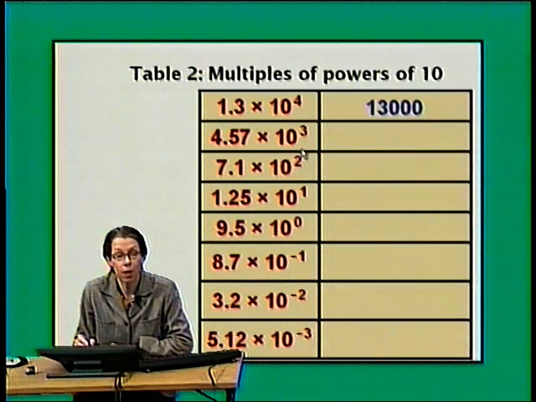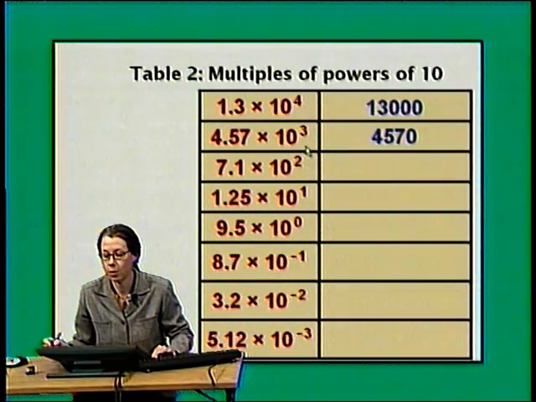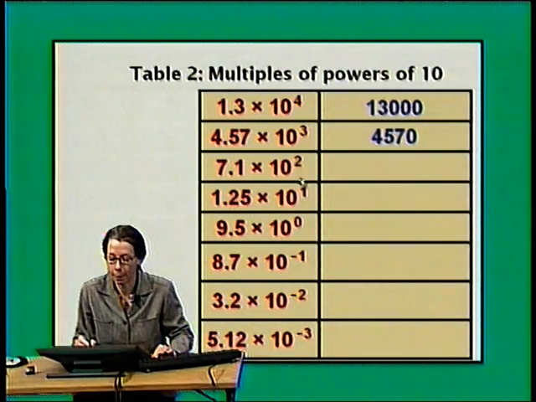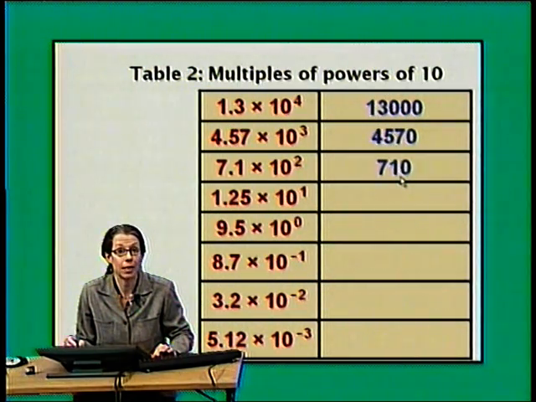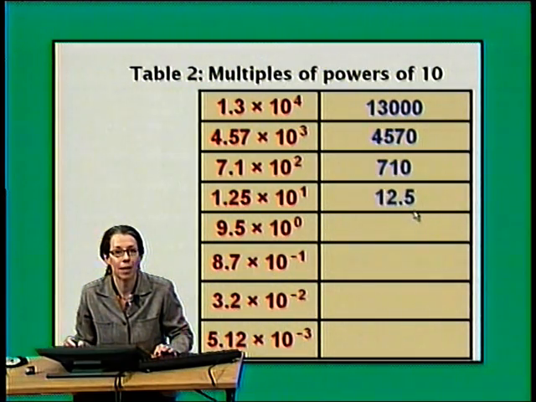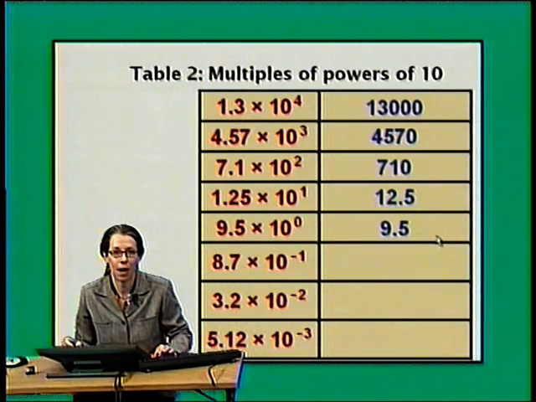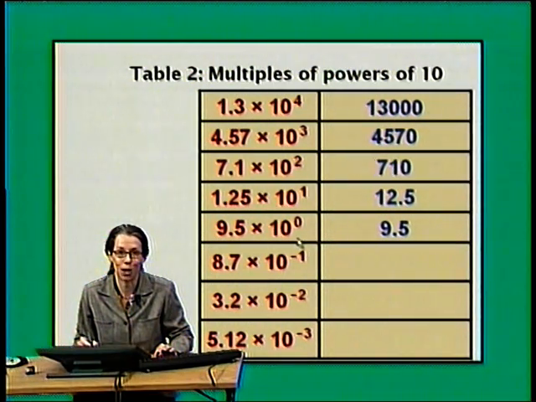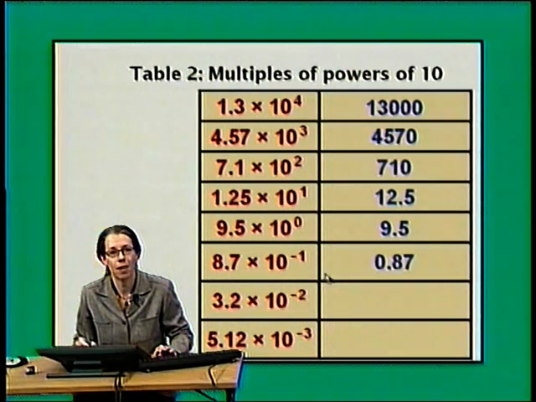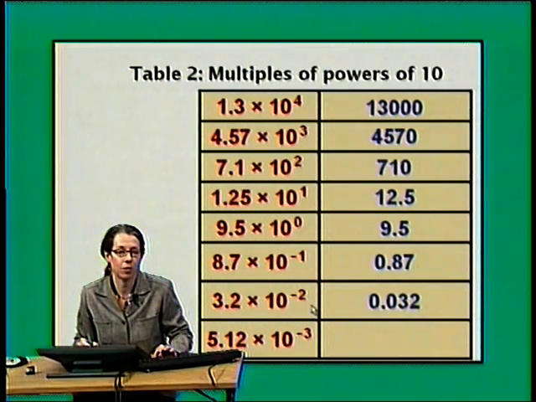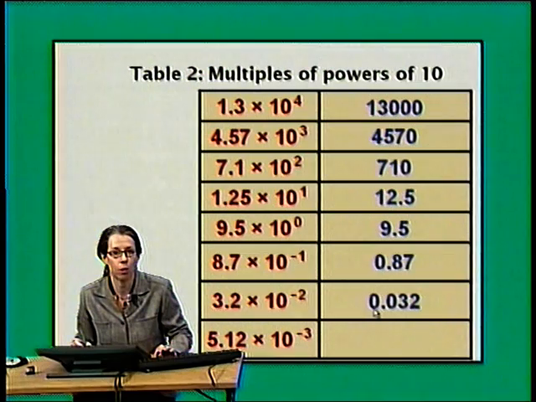So 4.57 times 10 cubed, my calculator tells me that's 4,570. 7.1 times 10 squared, my calculator tells me that's 710. 1.25 times 10 to the 1st, my calculator tells me that's 12.5. 9.5 times 10 to the 0, that's just 9.5. We should have known that. 10 to the 0 is just 1. 8.7 times 10 to the negative 1, 0.87. 3.2 times 10 to the negative 2, that's 0.032.